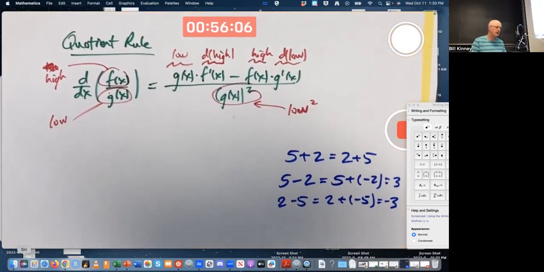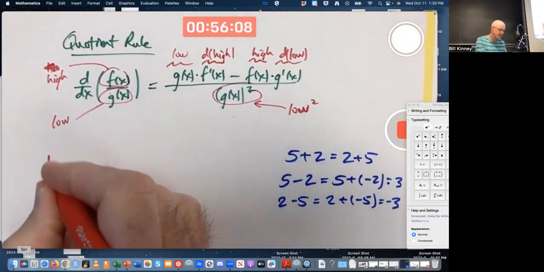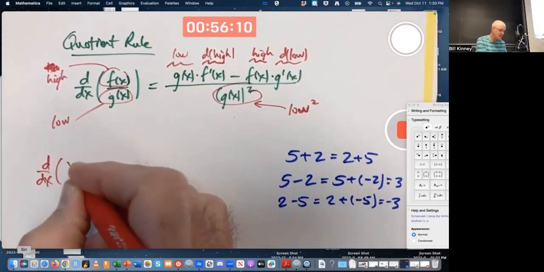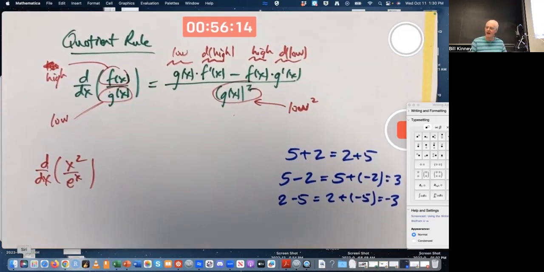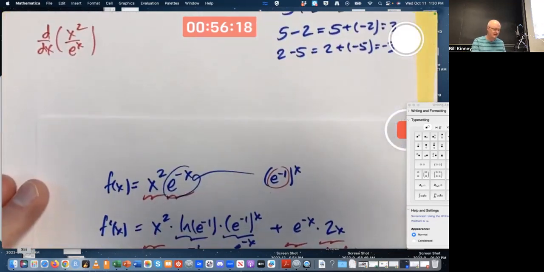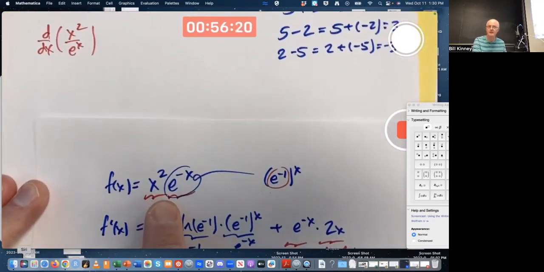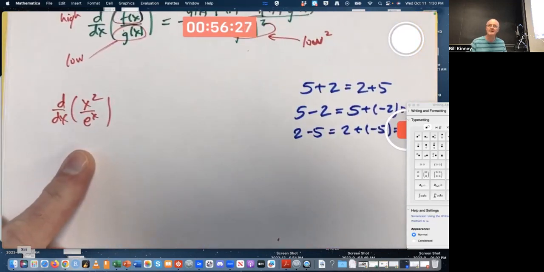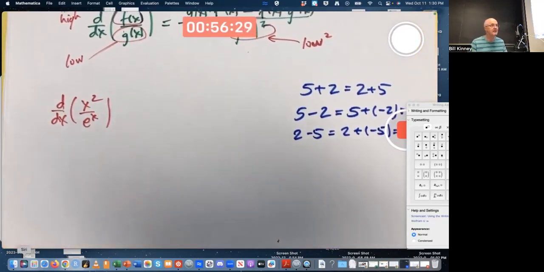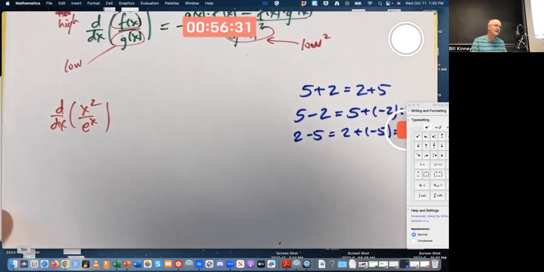All right, let's apply the quotient rule to, for example, take the derivative of x squared divided by e to the x. Hey, you know what? That's the same problem we just did with the product rule. Because x squared times e to the negative x, because the negative exponent there, is the same as x squared divided by e to the x. We should get the same final answer when simplified.